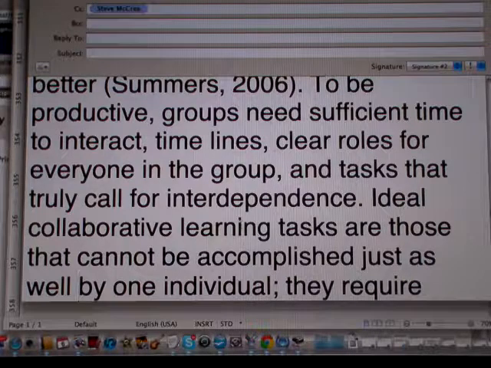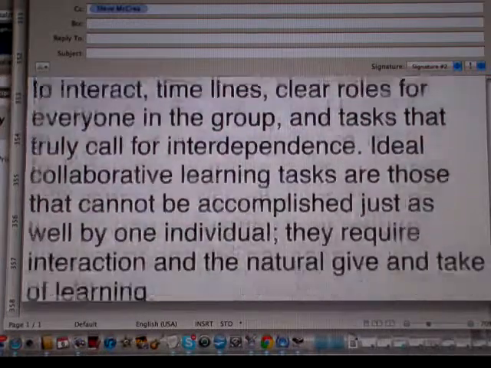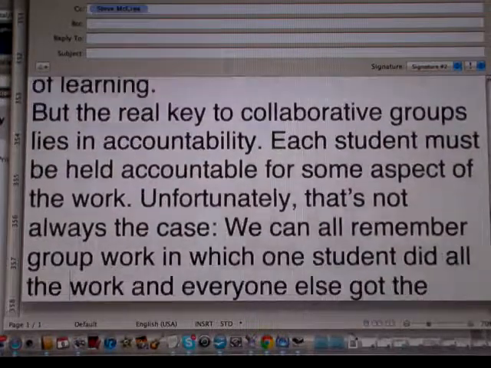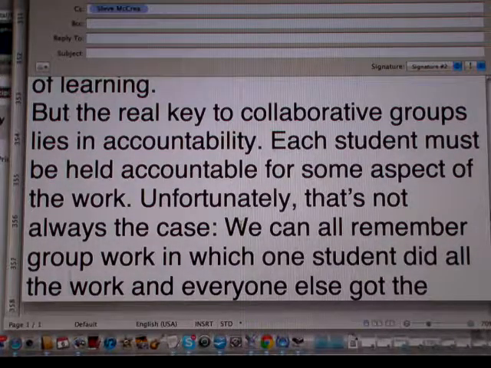Ideal collaborative learning tasks are those that cannot be accomplished just as well by one individual. They require interaction and natural give and take of learning. But the real key to collaborative groups lies in accountability. Each student must be held accountable for some aspect of the work. Unfortunately, that's not always the case.